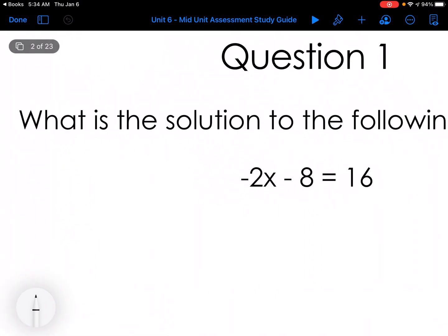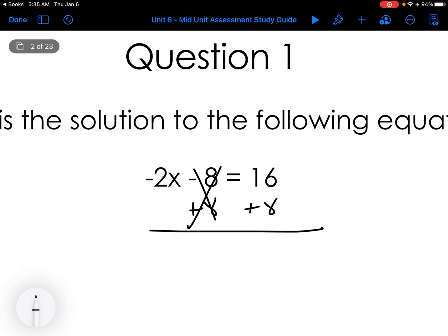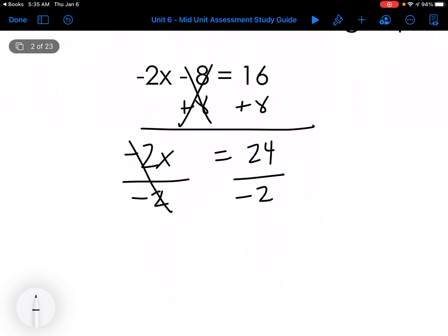So if I subtract 8, my opposite would be to add 8 to both sides of my equation, because I'm trying to create that zero pair. Then I'm going to divide by the coefficient, the number in front of the variable or the number touching the variable. So -2, so I'm going to divide by -2. Divided by -2 leaves me with just x, because it's just 1. And 24 divided by -2 is -12.